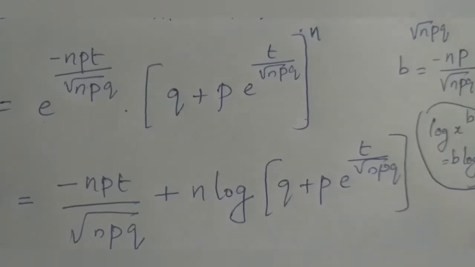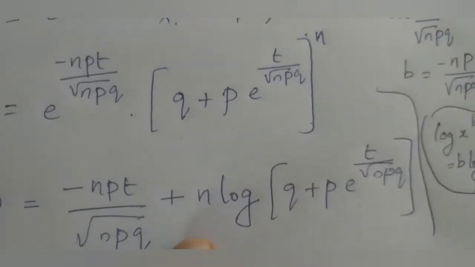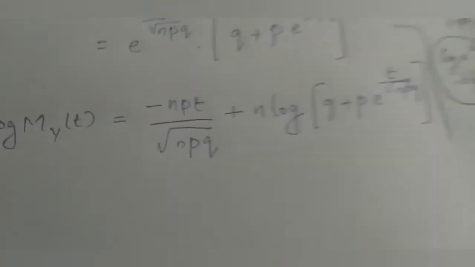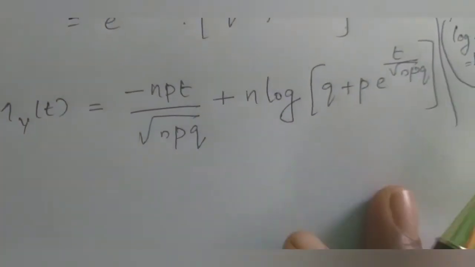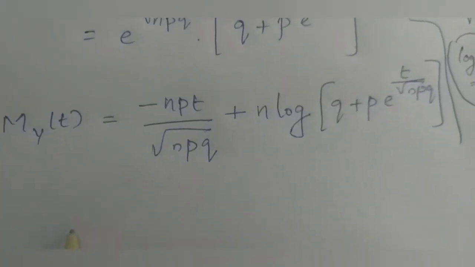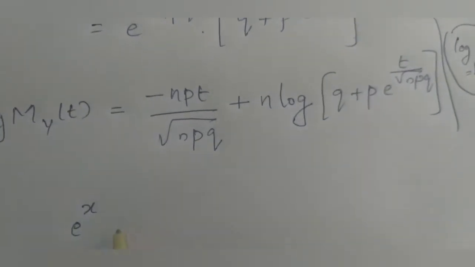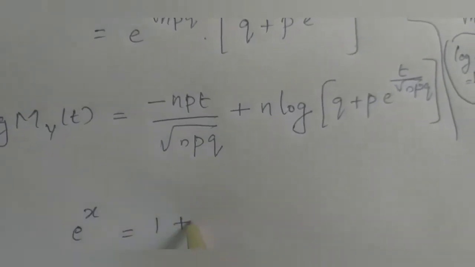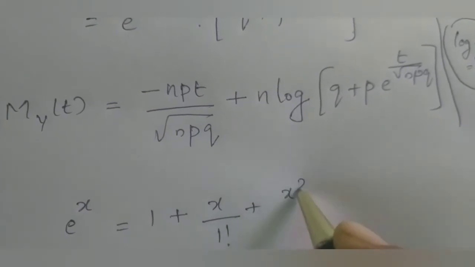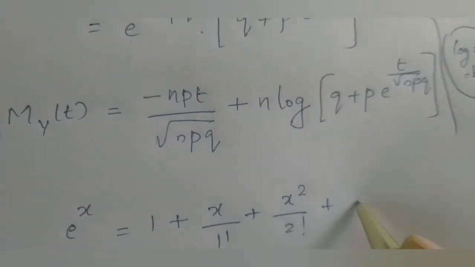Using this result we can write this one as n log this one. Then in order to solve this expression we are using the formula, the equation e raised to x. We know that e raised to x equals 1 plus x by 1 factorial plus x square by 2 factorial plus etc.